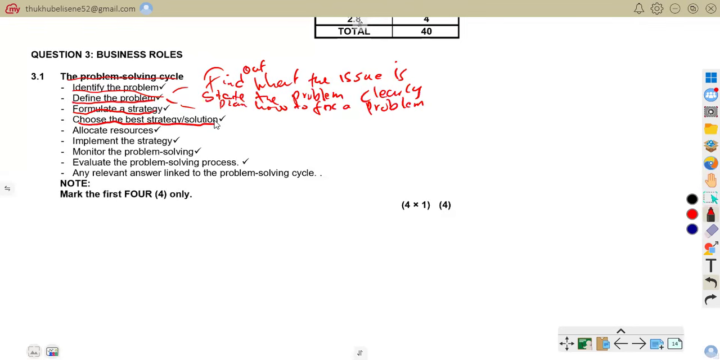Now choose the best strategy or solution. Select the most effective option.